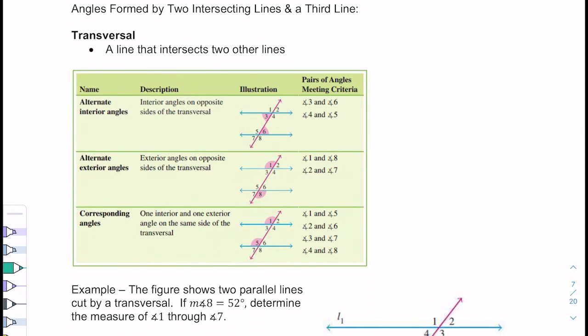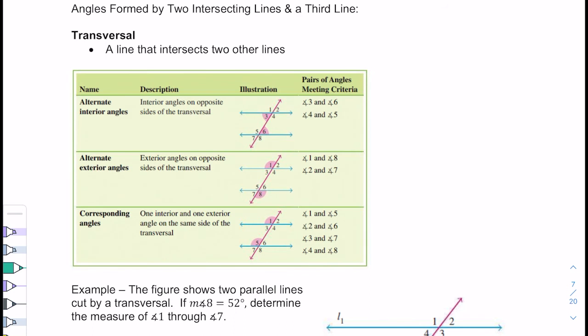Now we're going to talk about angles formed by two intersecting lines and a third line. So that third line is the transversal. It's a line that intersects two other lines. In the diagram, the transversal is the red line. And what happens is it forms different angles. And there's 3 types that we're going to look at.